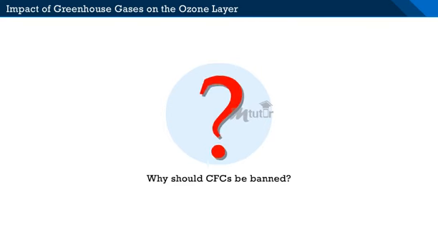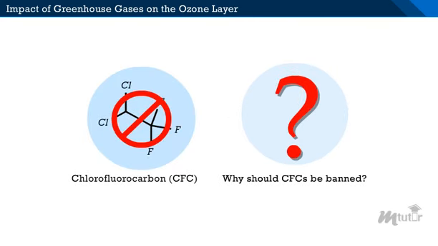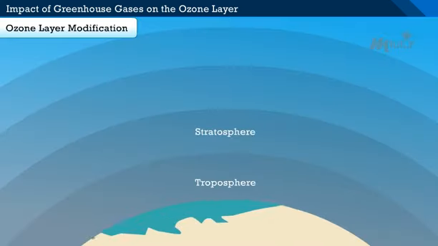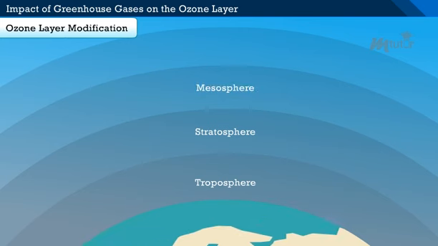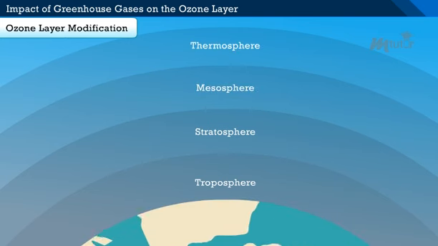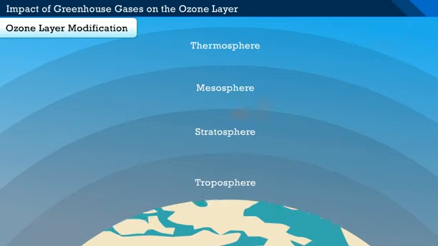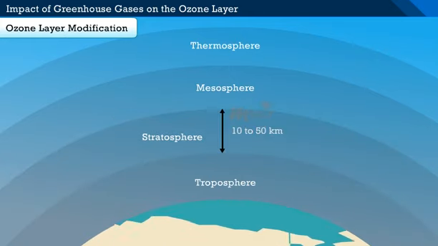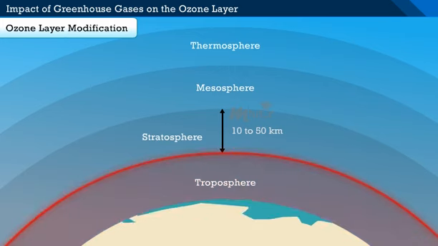So, why should CFCs be prohibited? Why should the ozone layer be safeguarded, if it is also a greenhouse gas, capable of causing global warming? Let us go over it in depth. The troposphere, stratosphere, mesosphere, and thermosphere are all layers of the Earth's atmosphere. The stratosphere is the region that lies between 10 and 50 kilometers above the troposphere.